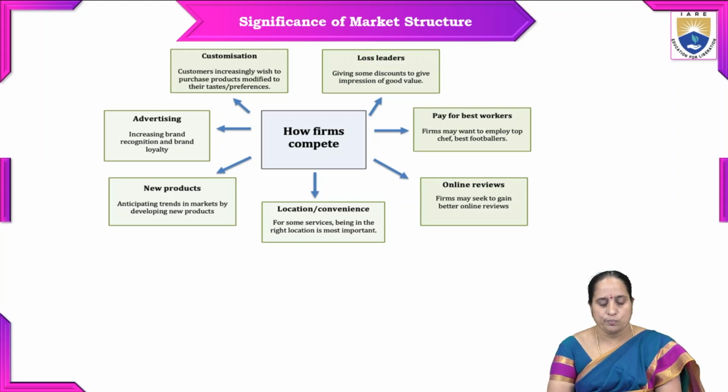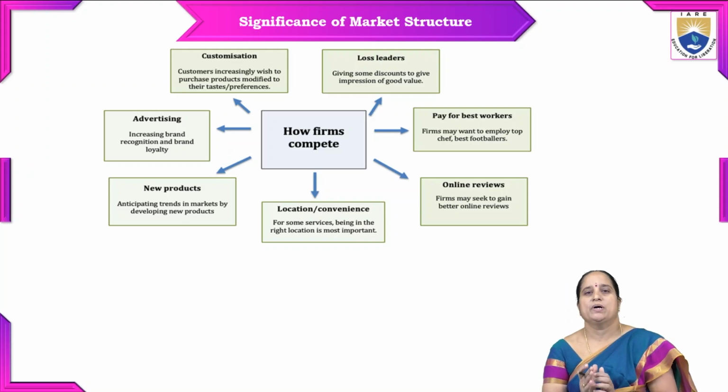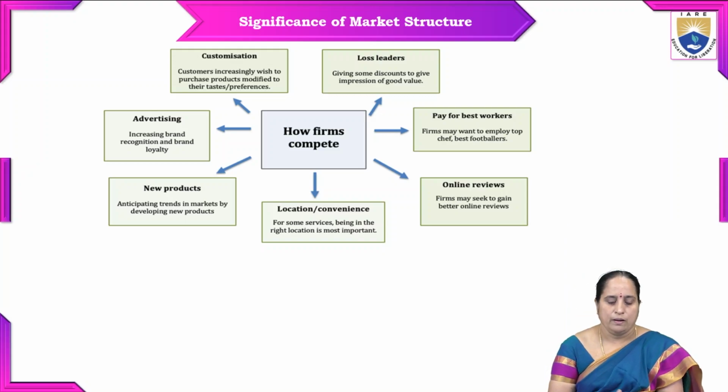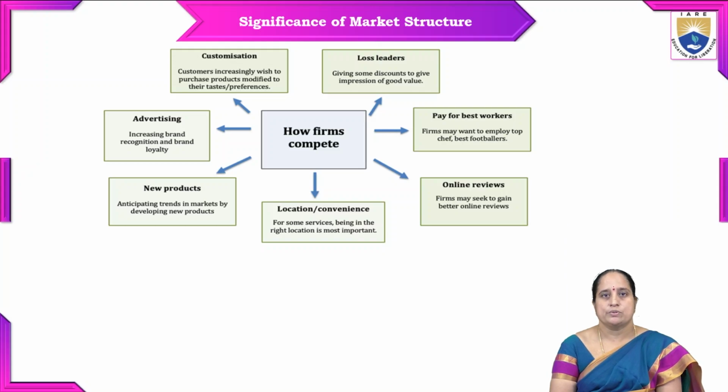And next, coming to new products. Anticipating trends in markets by developing new products. How can the companies come out with new creative ideas? It depends on the customer reviews, their feedback, what exactly they are expecting from the companies, what kind of feedback they get from the people. Based on that, the companies also come out with new products and new services.